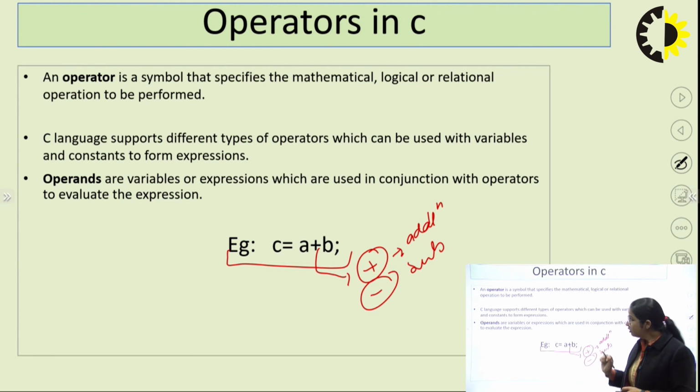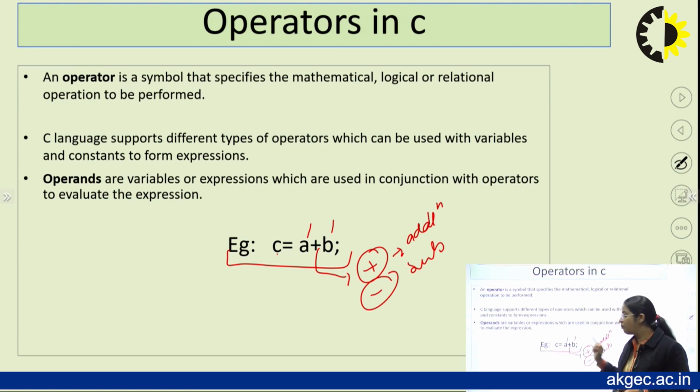Now what is an operand here? You can see the operands in the same expression. The operands are the variables we are using. I think you are all aware of the word variable. Any variables you use in the expression are known as operands. How many operands are there in this example? We have three operands, that is, three variables: A, B, C.